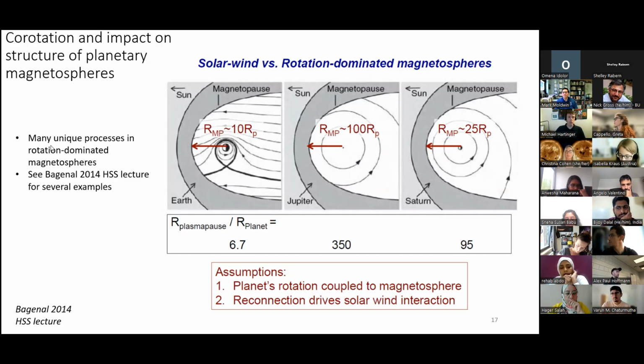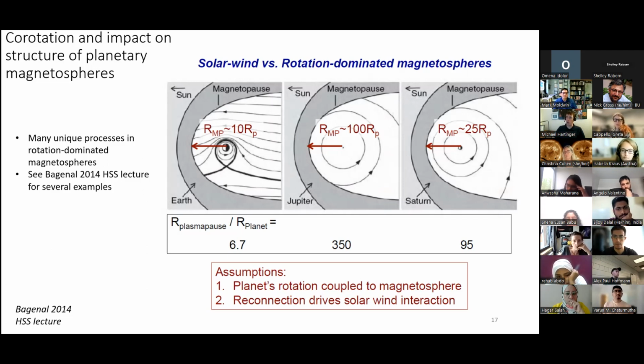Oh yeah, and I did want to say these bullet points here. I'm definitely not an expert on Jupiter or Saturn at all, or many of the other planetary magnetospheres. There are unique processes that happen at those planets because they're co-rotation dominated that simply don't happen on Earth. Fran Bagenal's lectures have some good examples of that, and also I think Nick Achilleos' lectures as well.